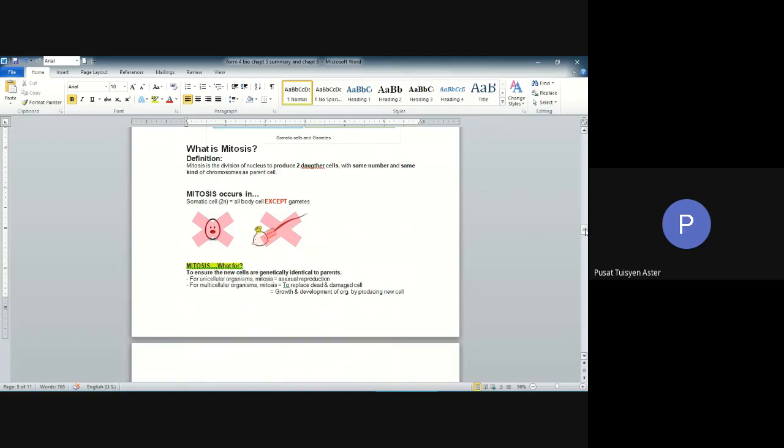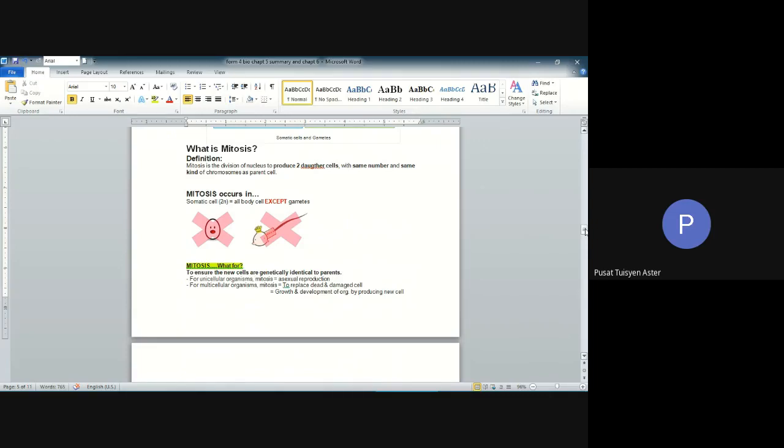Okay, that division of nucleus to produce two daughter cells. So, when we were small, our skin was small. Now as we grow, the same number and same kind of chromosomes of our parent cell, of our initial cell, is going to grow. So, mitosis occurs in somatic cells, all body cells except gametes. Okay, mitosis what for? To ensure the new cells are genetically identical to parents.